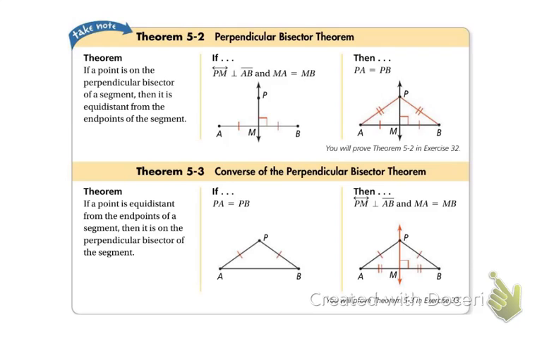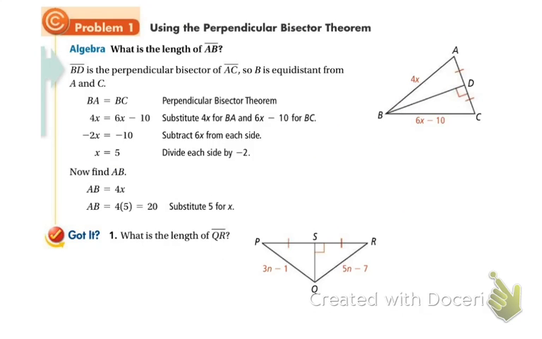And we also have the converse of that theorem, saying that if PA is congruent to PB, then PM is the perpendicular bisector. It's perpendicular and it bisects AB, so that MA is congruent to MB. So, let's use them. Let's look at our got it problem.